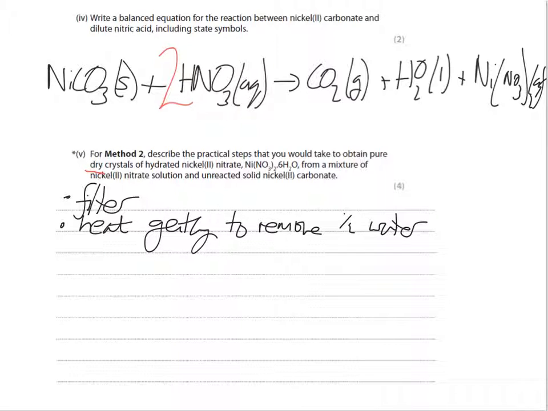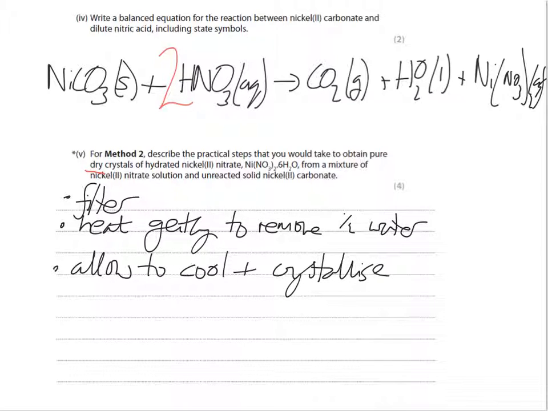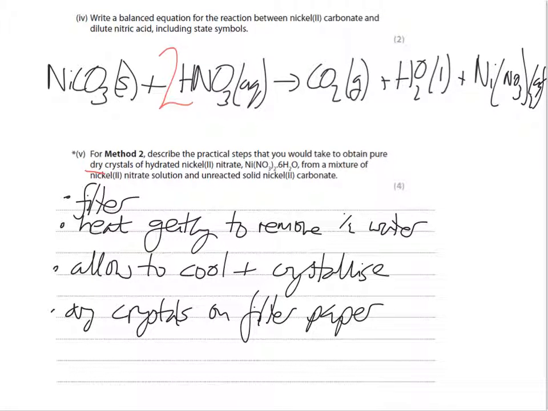So what you then do is allow to cool and crystallize. And then, in order to ensure your crystals are dry, you can dry the crystals on filter paper. So you can just sort of pat them down with the filter paper, and that removes any moisture. And so those are your 4 points there.